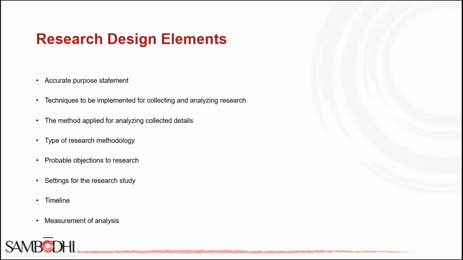The essential elements are accurate purpose statement, techniques to be implemented for collecting and analyzing the data research, the method applied for analyzing collected details, type of research methodology, then probable objections to research, setting for the research study, timeline, and measurement of analysis. This will help you to produce your research with the proper steps, which will help you also to maintain the timeline and do the measurement analysis later.